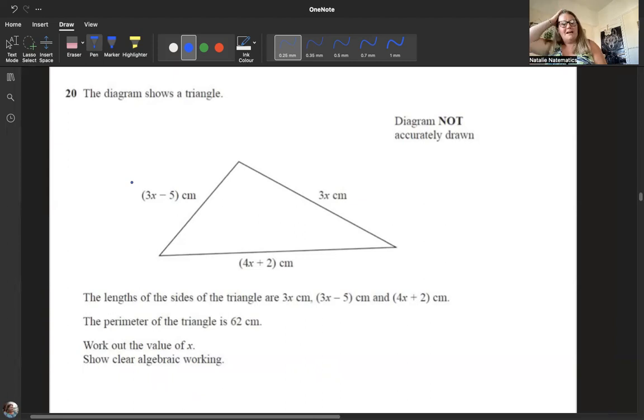Okay, so we've got the diagram shows a triangle. It's not accurately drawn. Remember that. That means you can't just get your ruler or your protractor and measure, okay? So the lengths of the sides of the triangle are 3x, 3x minus 5, 4x plus 2.